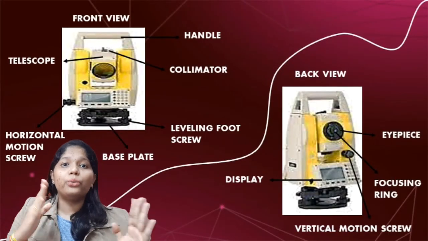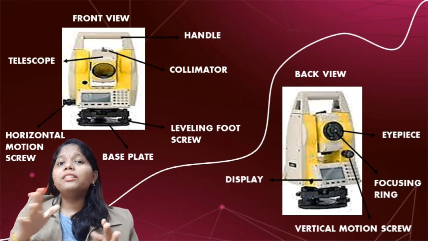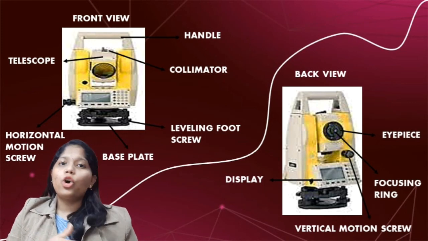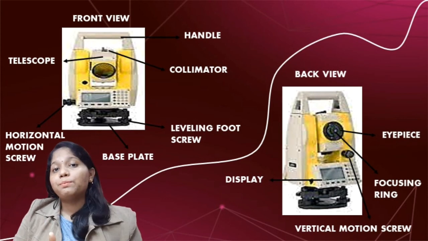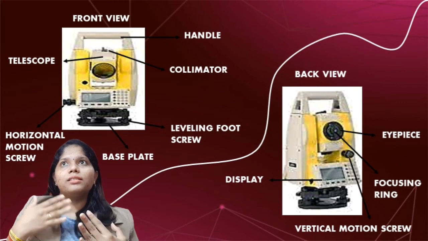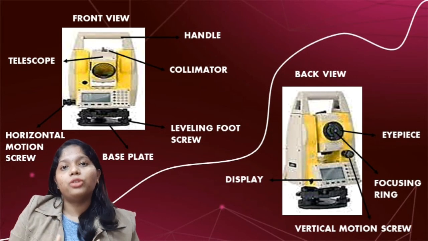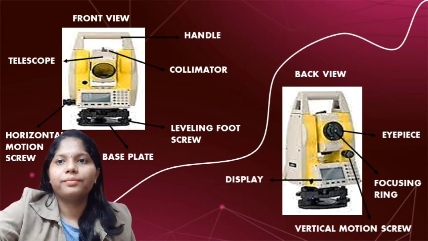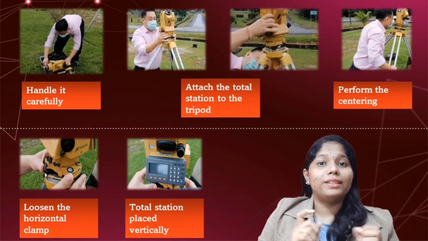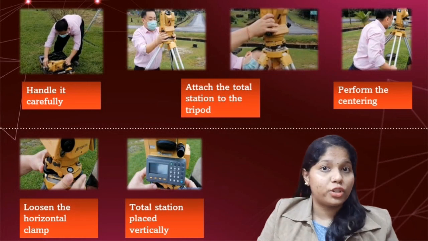So let's look at the parts of the total station. These are the front view and back view of the total station. It consists of a handle, collimator, leveling foot screw, base plate, horizontal motion screw, eyepiece, display, focusing screw, and vertical motion screw. These are just some main parts of this total station. So the total station is the prime tool to conduct this survey, so make sure to handle the total station carefully.